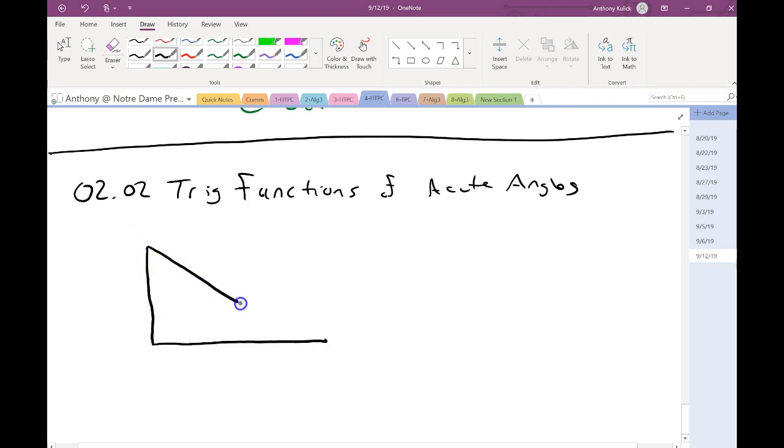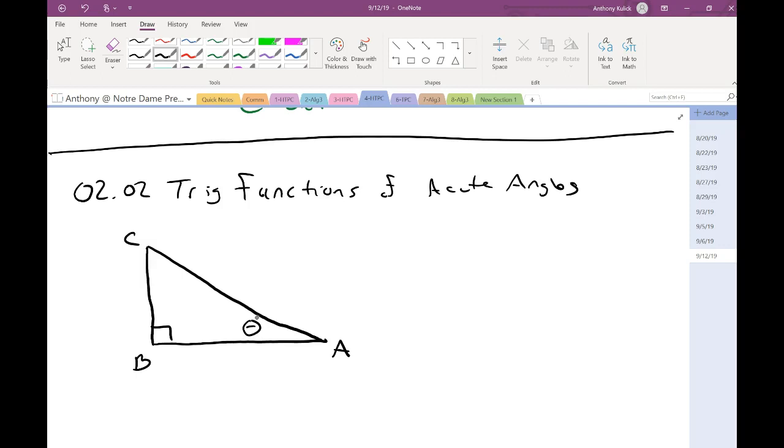In section 2, we're going to talk about trig functions of acute angles. To do that, we're going to default back to the part of geometry related to trigonometry that I think every single one of us said that we remembered, which is SOHCAHTOA. Yup, that's what I'm hitting at.